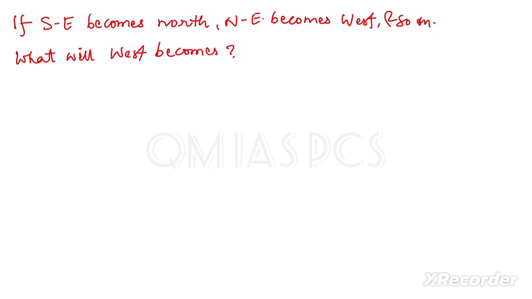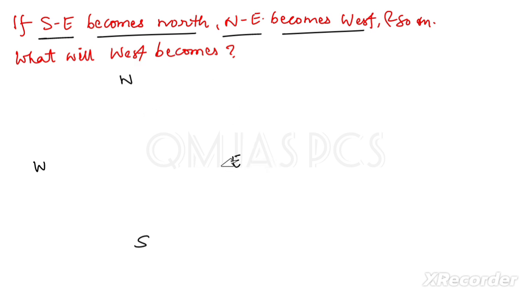Okay, look at this question. The question is, if southeast becomes north, fine, if southeast becomes north, northeast becomes west, and so on, what will west become? Clear? You understood this one? Okay, so first of all, make the cardinal directions. This is east, this is west, this is north, and this is south. So the funny thing is that we can rotate our notebook to make this one, okay. It will be easier, otherwise no issue, you can simply make it out.